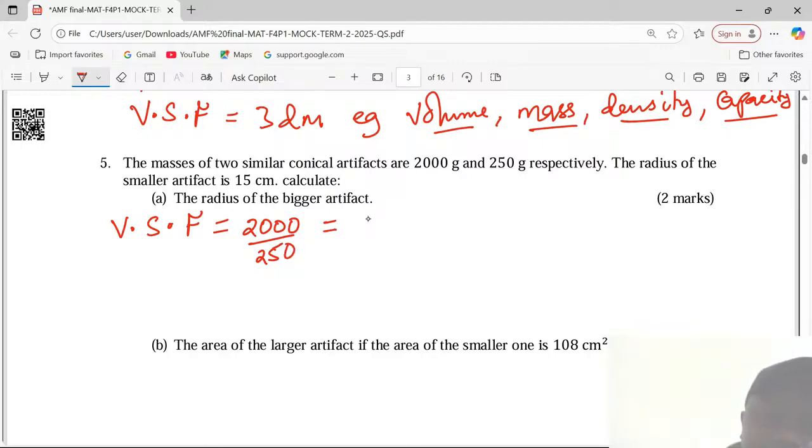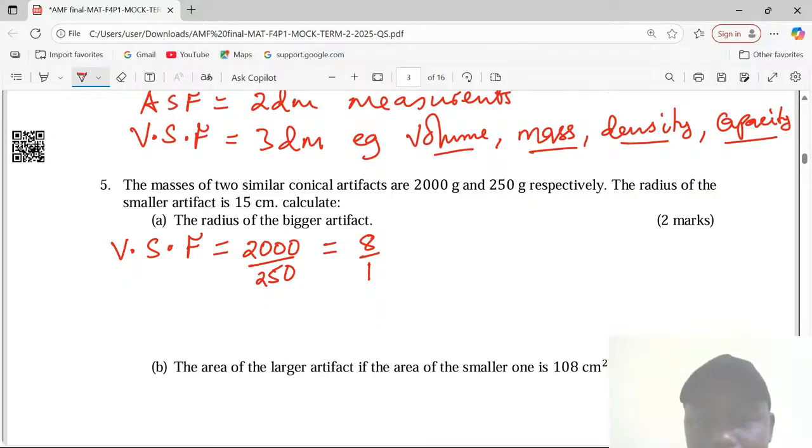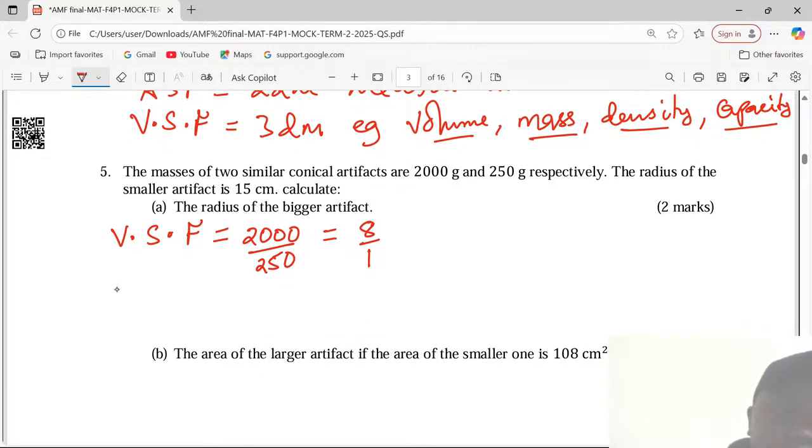This can simplify to 8 out of 1 if I have to give it as a fraction, meaning that the volume of the bigger artifact out of the smaller one is 8 over 1. In other words, the ratio of all 3-dimensional measurements for the 2 conical artifacts should give us 8 over 1. And from this, we can now talk about linear scale factor, whereby we need to obtain the third root, or rather the cube root, of the volume scale factor. This is 2 out of 1.